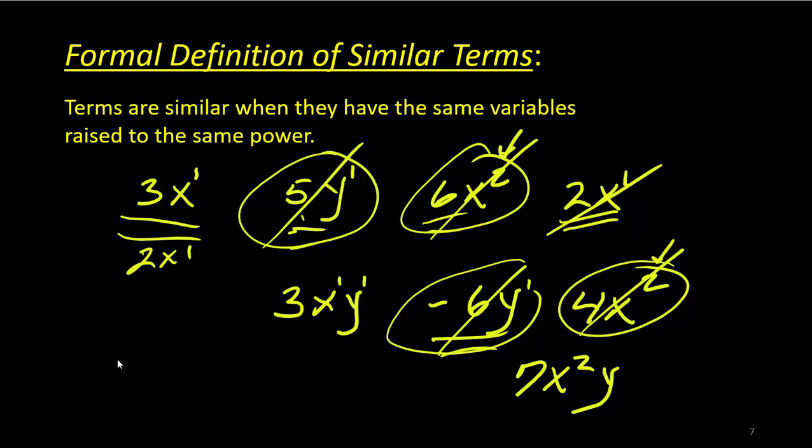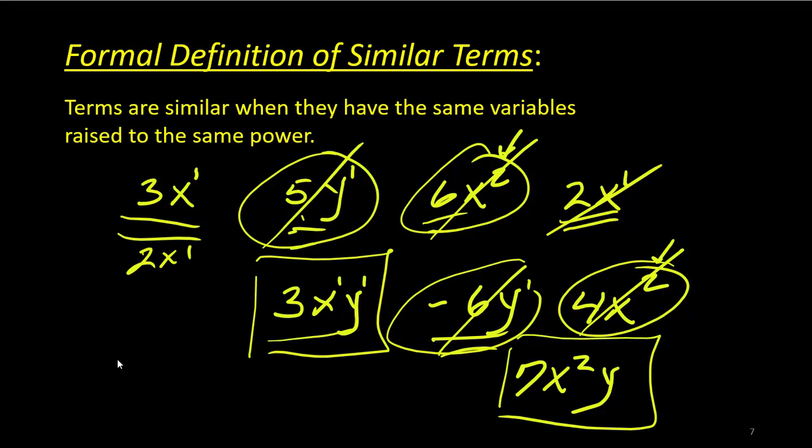Just about to run out of things. Now we have 3x to the first, y to the first power, and we're looking around at what's left. There's nothing left. This guy is all by himself, and we have an x squared y term, and he's all by himself. So we've identified all of the similar terms.